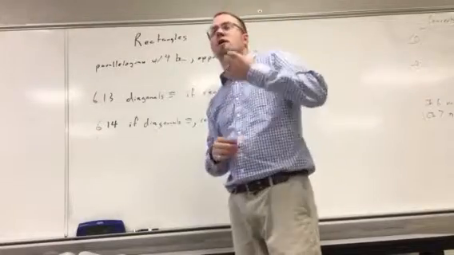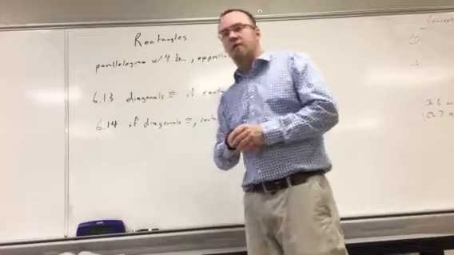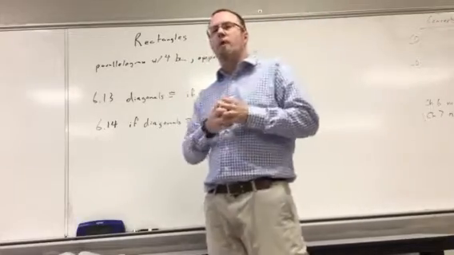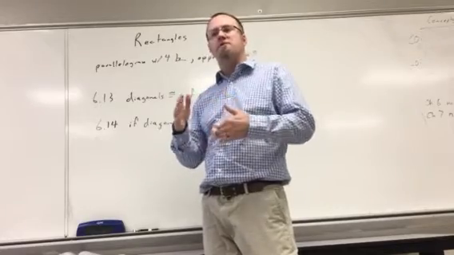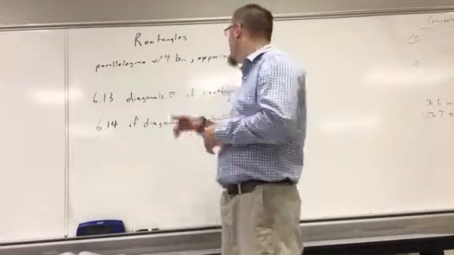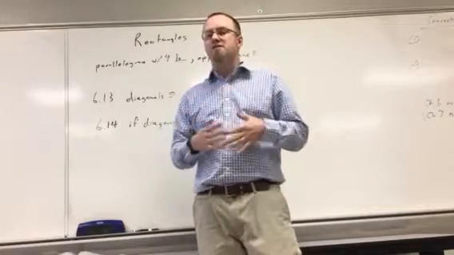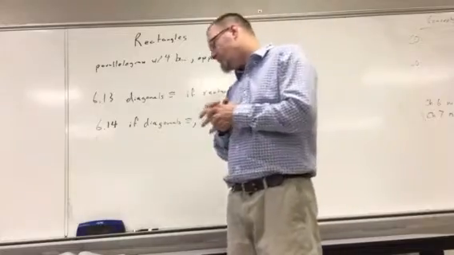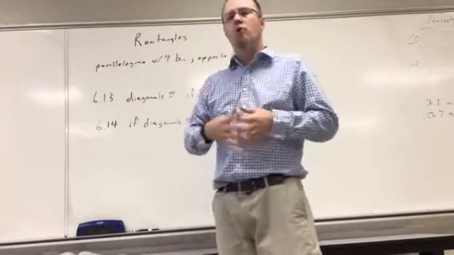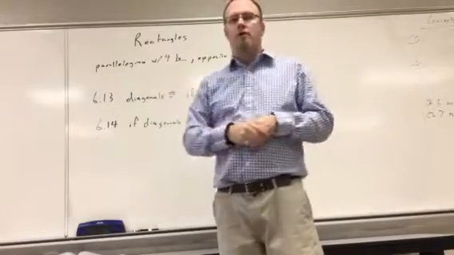Rectangles are a specific kind of parallelogram. They have four right angles. So they have all the same properties that parallelograms have, with the opposite sides being congruent and parallel still. The diagonals will bisect each other still, just like in a parallelogram. But the additional quality of rectangles is, of course, the four right angles.